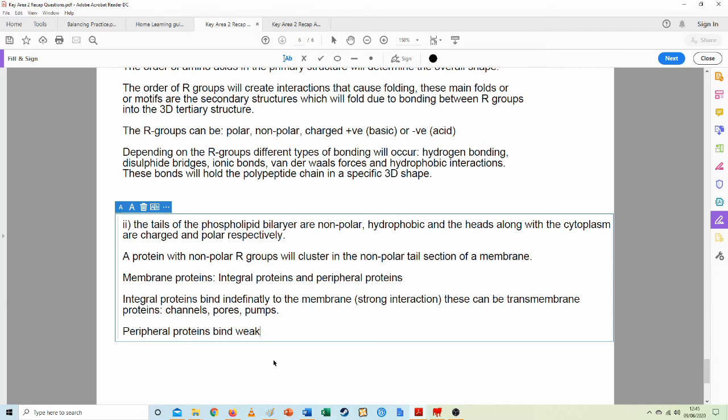I probably want to keep the sentence structure the same. Integral proteins bind loosely, weakly. I really want to say for a short period of time.